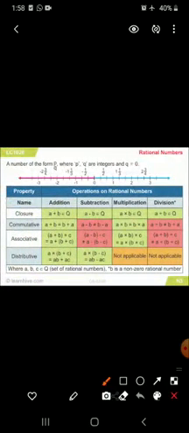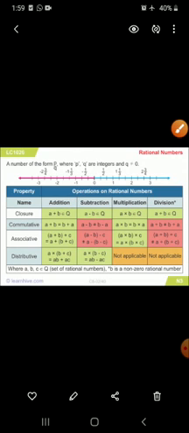If you see this table, the ones marked with green ink are called satisfied properties, whereas the ones marked with red ink are called unsatisfied properties. Here under closure, addition, subtraction, multiplication and division, all 4 of them satisfy the closure property.